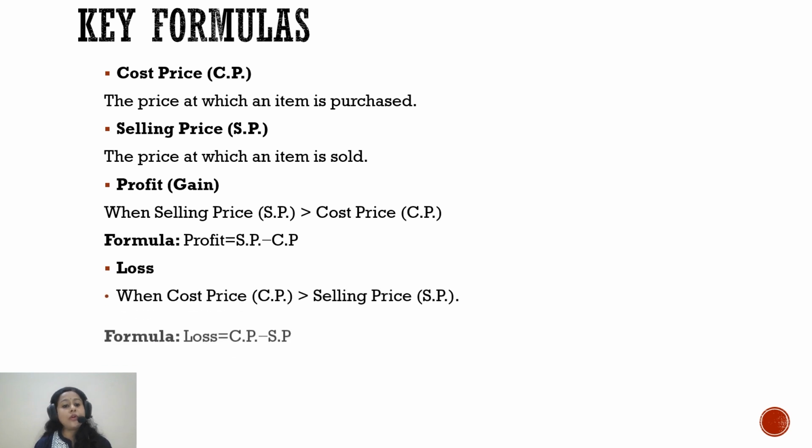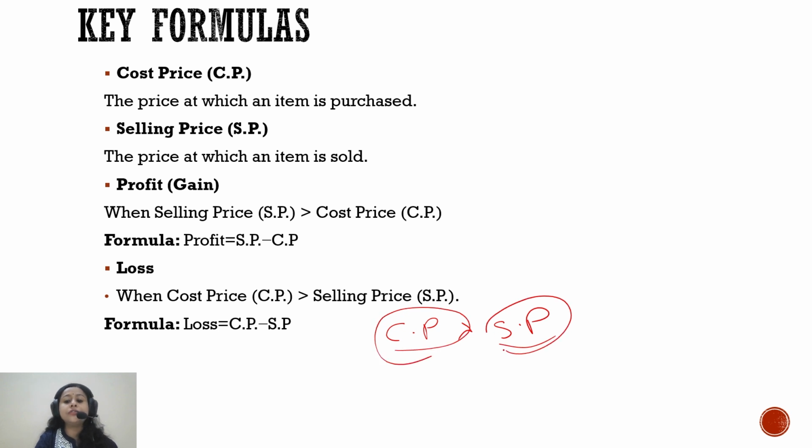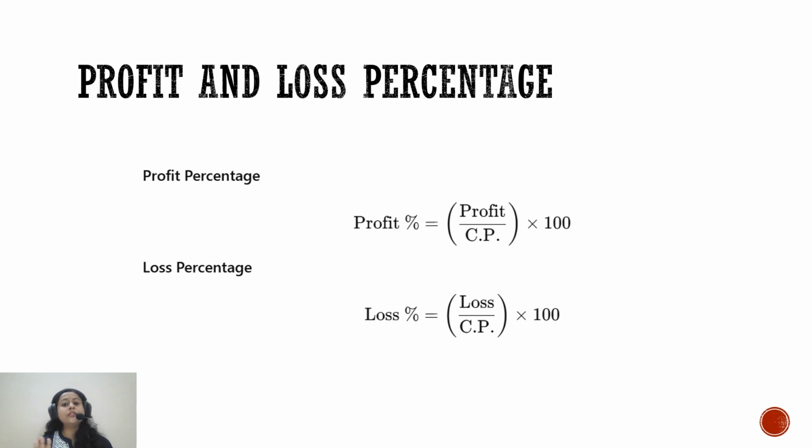So the formula for profit is selling price minus cost price, since it will give you a positive amount. And the formula for loss, if you want to measure it as a positive loss amount, is cost price minus selling price, because in case of loss, the cost price will always be greater than the selling price. We will also see here how profit percentage or loss percentage is calculated.